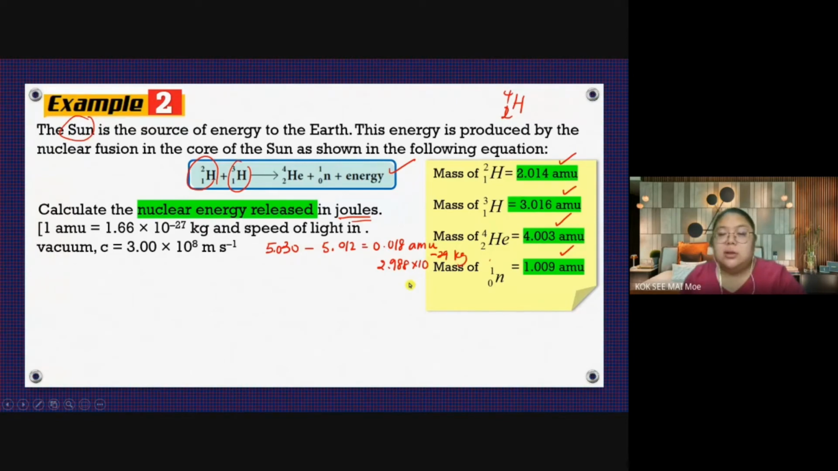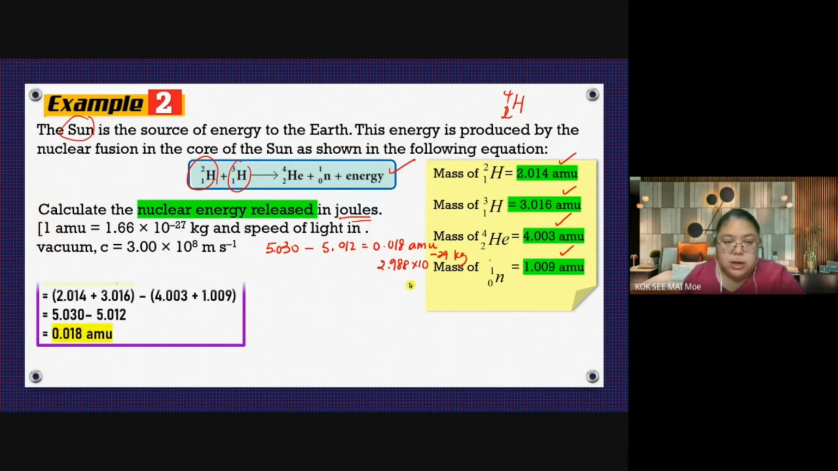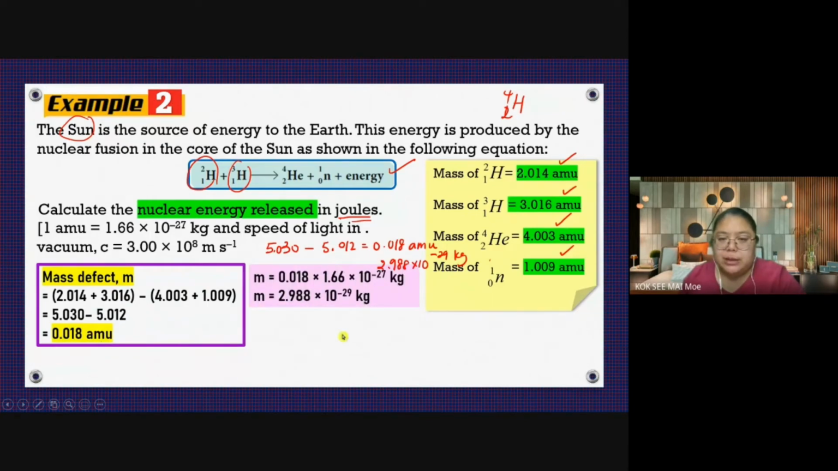If I convert AMU to kilograms, the calculation is like this: 2.014 plus 3.016 minus the helium and also 1 neutron. After that I get 0.018 AMU. Convert the AMU to kilograms, so this one should be the answer. After that I need to use the mass defect to do the calculation for energy. E equals mc squared, so from here I just apply E equals mc squared.